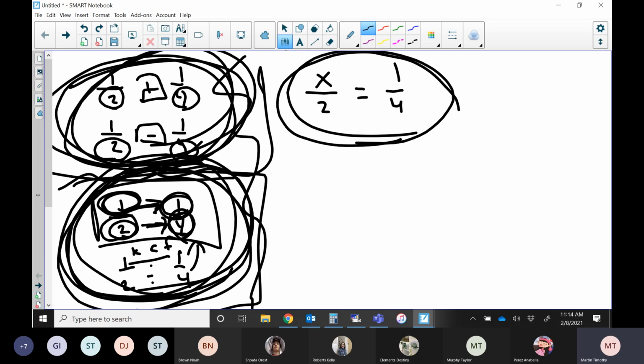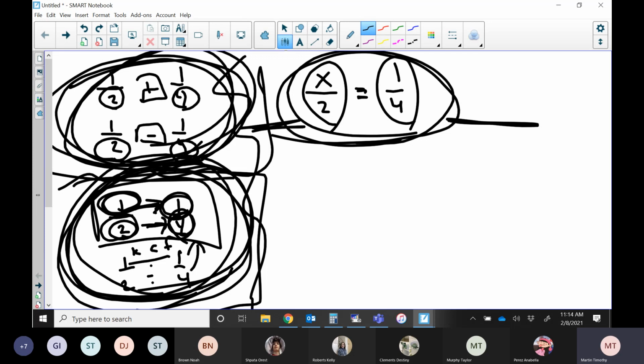But this one can. In fact, there's a new rule that we're going to learn. Whenever you have one fraction set equal to another fraction, and that's all you have, nothing over here, nothing over here, I feel like a magician, nothing under my sleeve, one fraction equaling another fraction, we do what we call cross multiply.